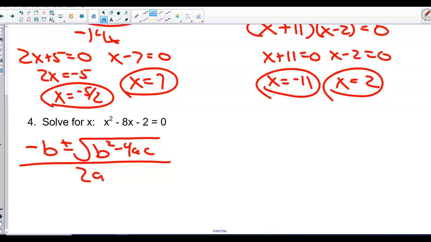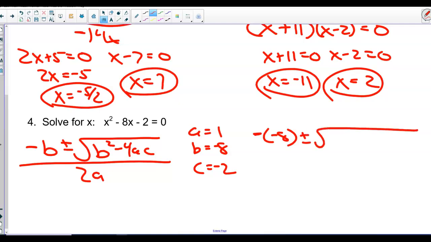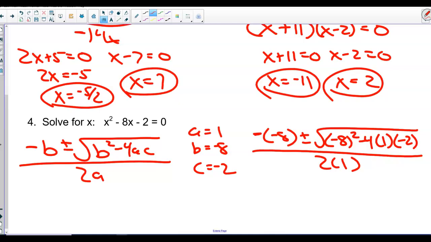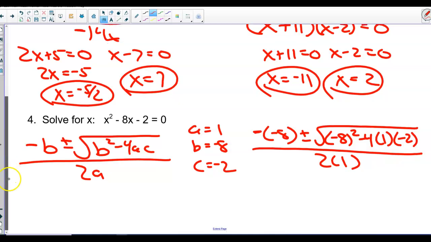My A here is going to be 1. My B is -8. My C is -2. And I'm plugging the numbers in exactly as is. -8 plus or minus the square root of -8 squared minus 4 times 1 times -2, divided by 2 times 1. I'm literally just plugging the numbers in.